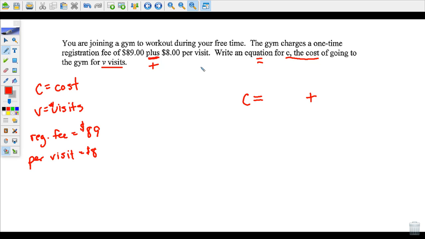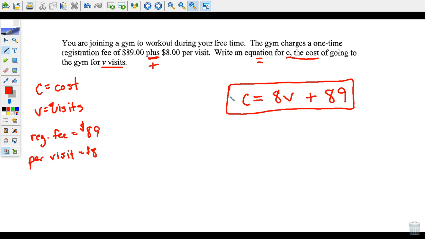Now, the order you write this in, it doesn't really matter. I typically like to write the one with the variable first. So I'm going to put the $8 per visit, since we already decided that's multiplication. So $8 times the number of visits, 8V. And I'm not going to worry about the decimal point and the zeros. Plus the $89. So this would be our equation for C, which represents the cost of going to the gym for a specific number of visits, V. C equals 8V plus 89. And when you enter this on Canvas, just make sure you don't put any spaces in here. Just no spaces, all lowercase variables and everything.